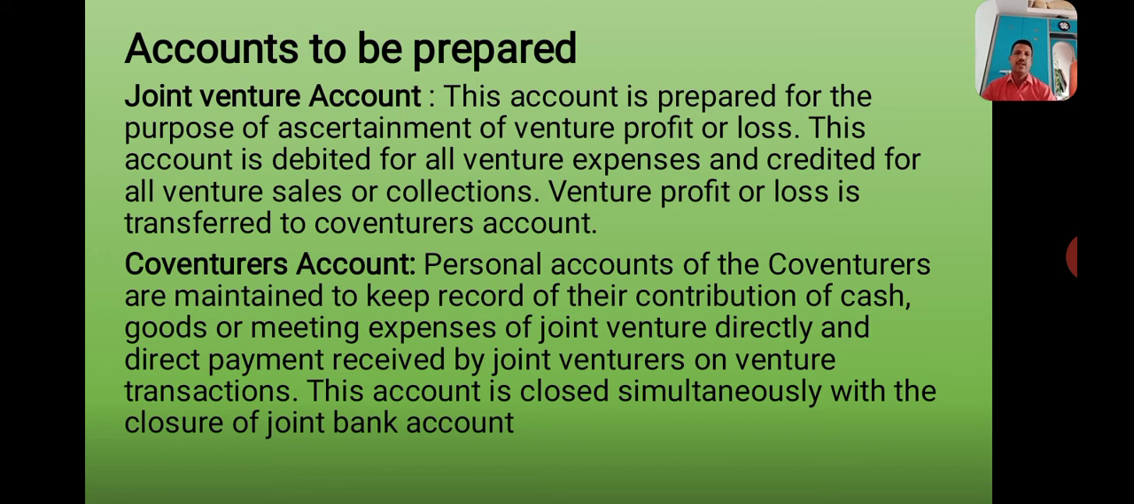This account is a nominal account. It is debited for all the venture expenses and credited for all the venture sales or collections from the joint venture. The joint venture profit or loss is transferred to the co-venturers account. This is the second account to be prepared when a separate set of books is maintained to keep a record of joint venture transactions.